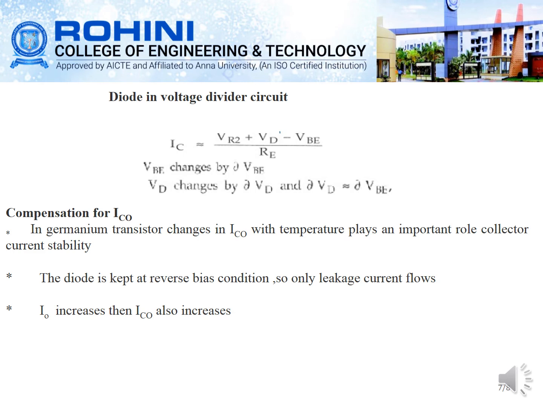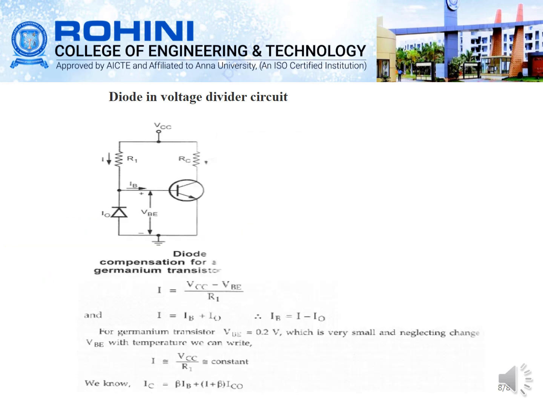And in the case of this compensation technique, here we are taking the germanium transistor, in which ICO changes with temperature, which plays a very vital role in the collector current stability. Also, this diode is kept in the reverse bias condition, so only the leakage current flows along the circuit, and the output current increases, and therefore this minority current also increases. In the case of the diode in the voltage divider circuit, you place the diode in this region, and for the germanium transistor, we can write I is equal to VCC minus VB by R1.